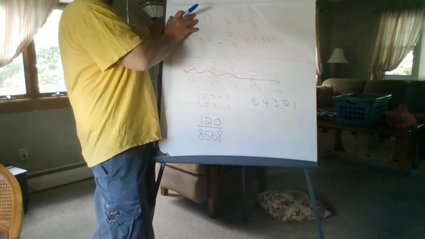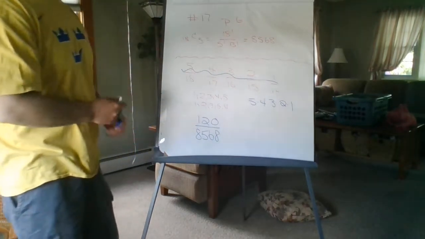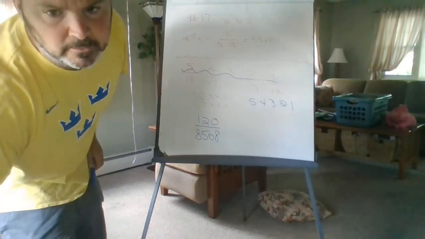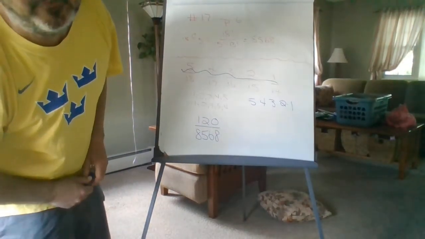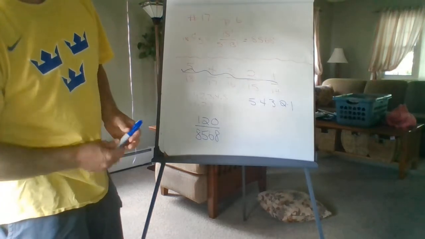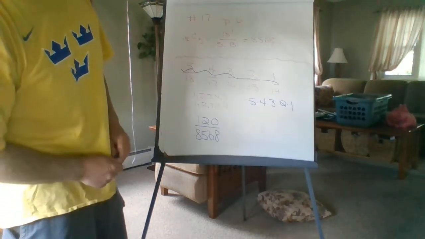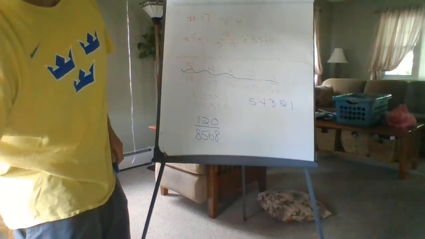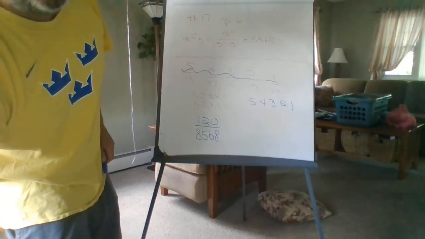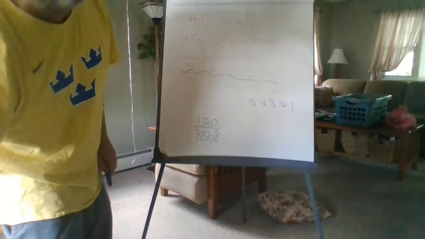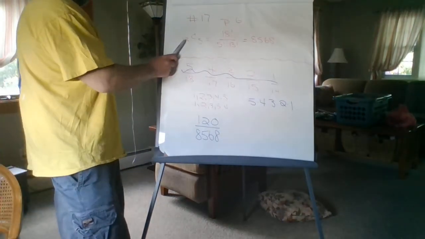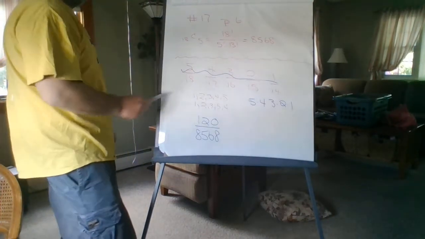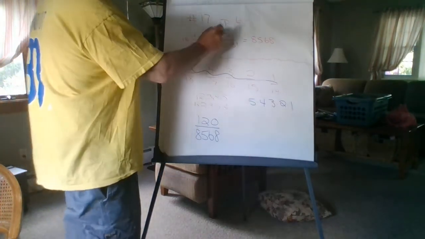Now the last one is number 17. This is on page 6. And in number 17, it says a game at the fair involves ping pong balls numbered 1 through 18. You can win a prize if you correctly choose the 5 numbers that are randomly drawn. What are your chances of winning? Okay, so we have 18 different ping pong balls, and we've got to pick the right numbers on 5 of them. All right, so it's 18 choose 5.